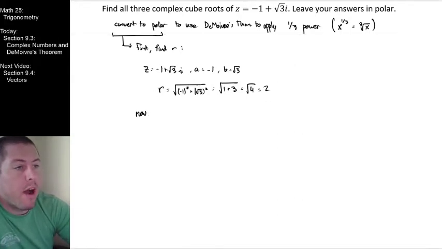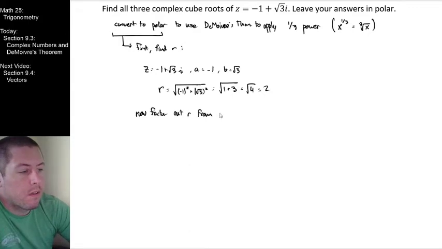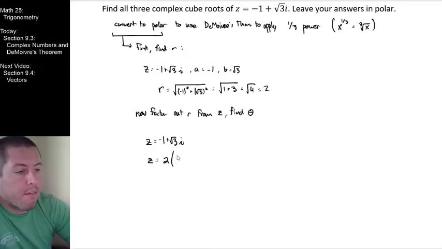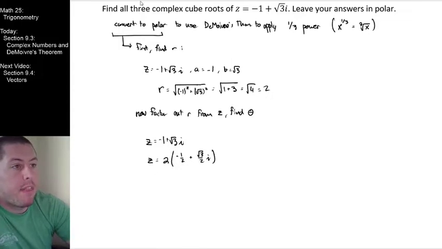Now let's go ahead and factor out our known r term from z and use that to find theta. We've got that z equals -1 plus root 3i. I want to go ahead and factor out 2 from that. I know that factoring is a division process, so I will divide that by 2, and I will divide this number by 2 as well. Given that this is wanting to be in polar form here, this should be r cos theta plus i sine theta.